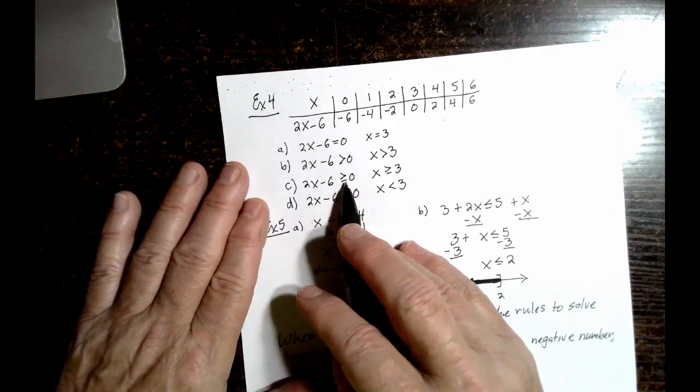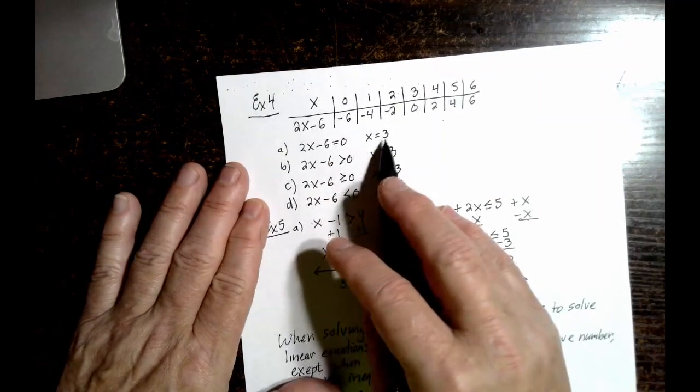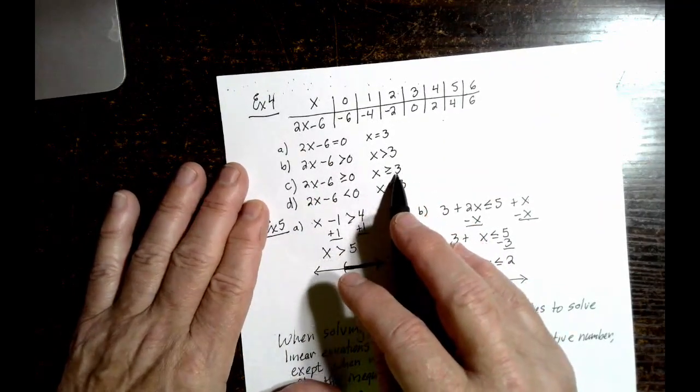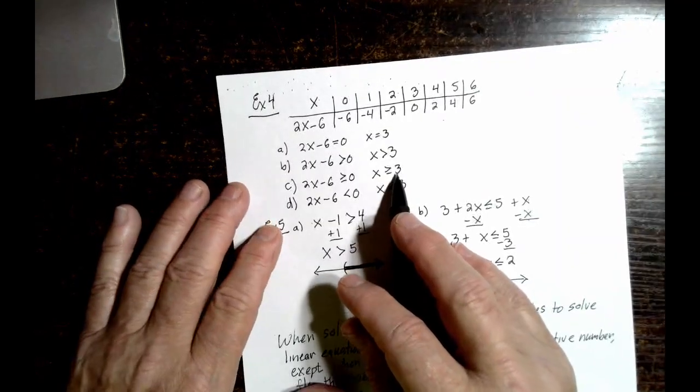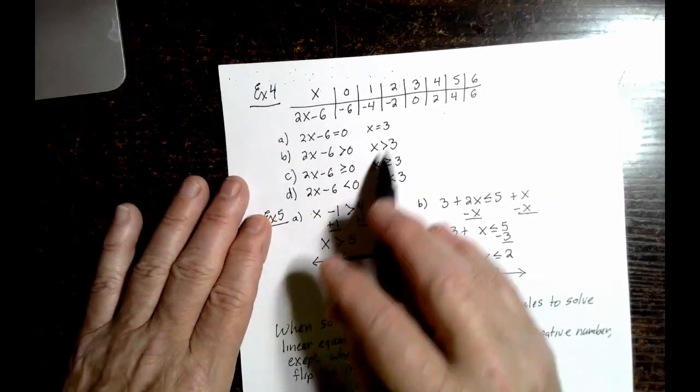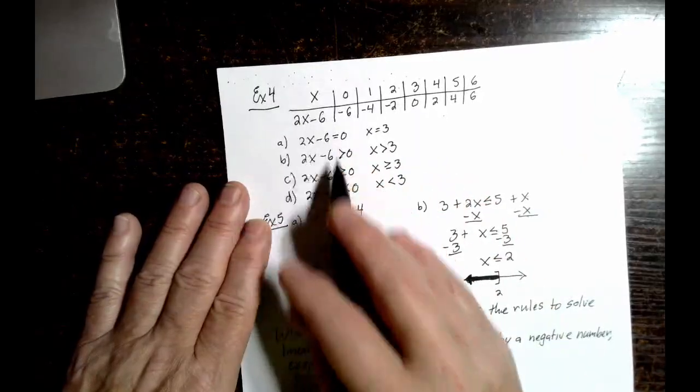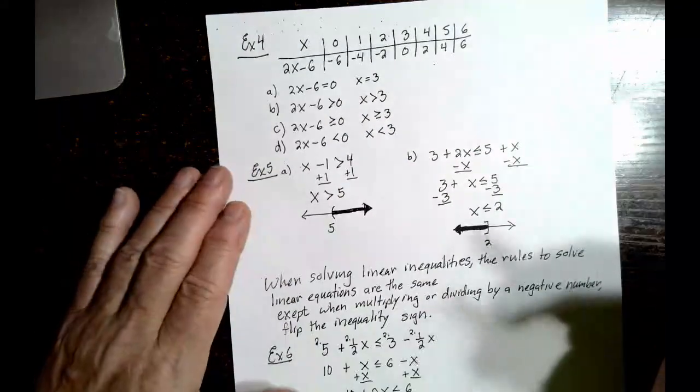Where is it greater than or equal to 0? Well, you know it's equal to 0 at 3 and greater than 0 for greater than 3, so we say greater than or equal to 3. Where is it less than 0? Less than 0 is anything smaller than 3, so x less than 3.